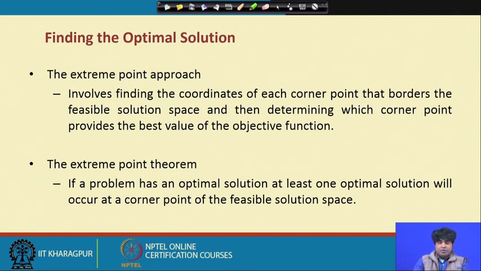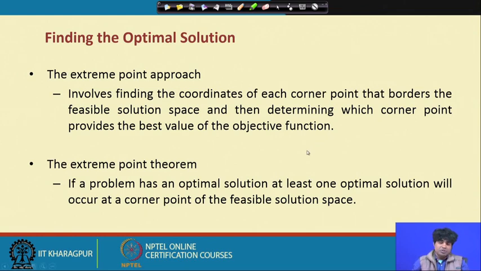If a particular problem has no optimum solution, then the constraints may be inconsistent. If a problem has an optimum solution, then at least one optimum solution will occur at a corner point of the feasible solution space. So if all the constraints are consistent, then obviously we will have optimum solutions. But if there is no optimum solution, the simple message is that the constraints are not consistent, which we will address at a later stage.